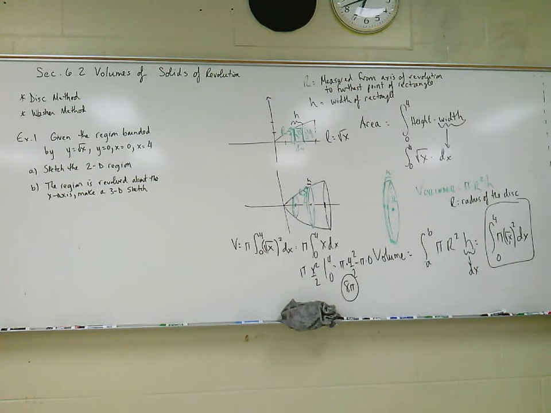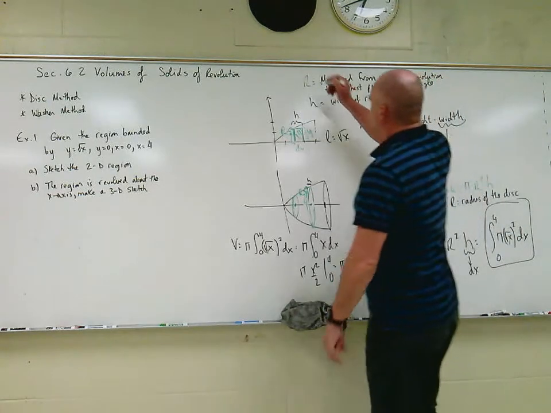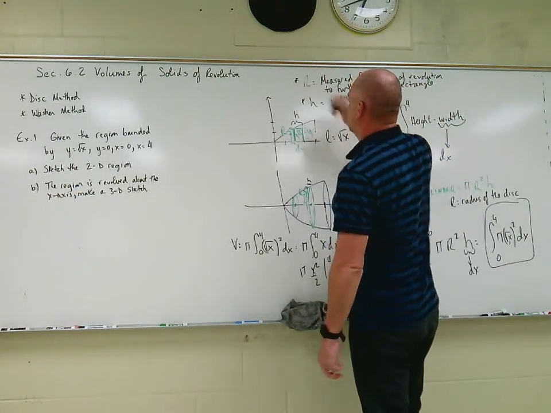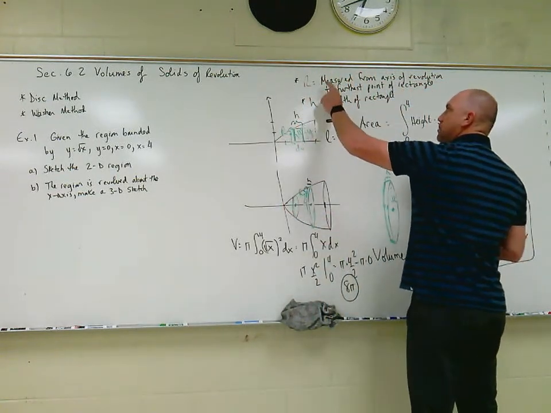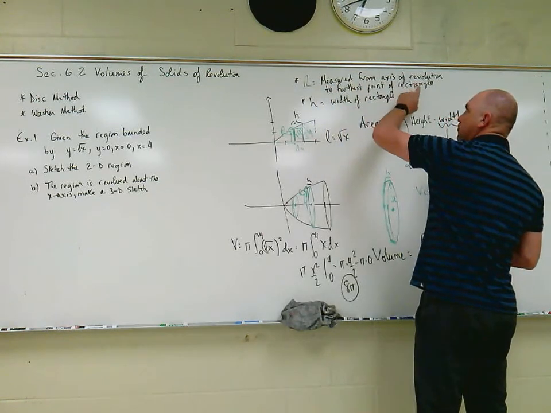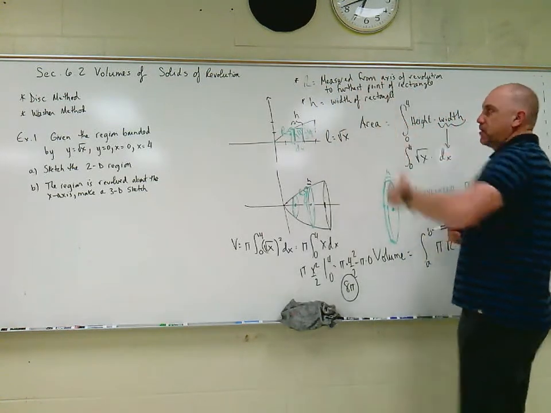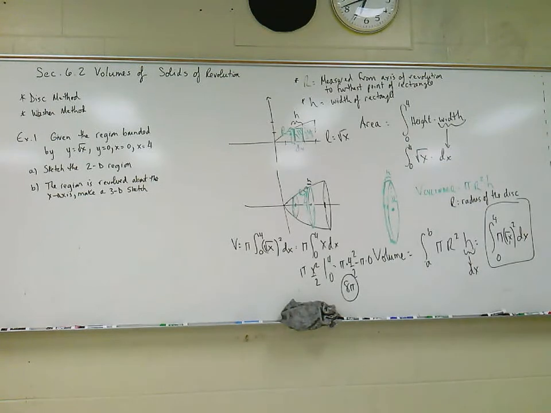Before I move on to example 2, I want to generalize to make sure that we understand what the 2D sketch is going to give us. Do not forget this. This is how I'll always refer back. You're going to say, well, I don't know how to get big R. Big R is measured from the axis of revolution to the furthest part of the rectangle. Your h is the width of the rectangle.